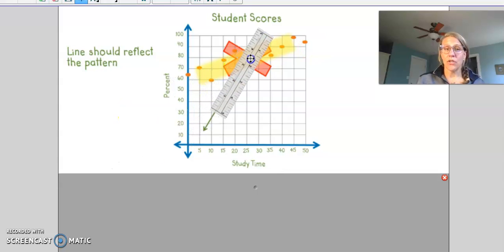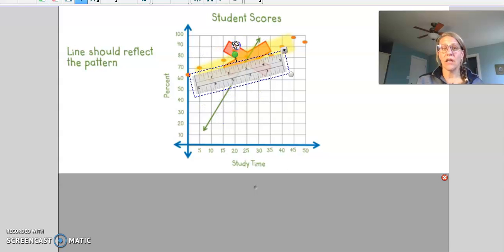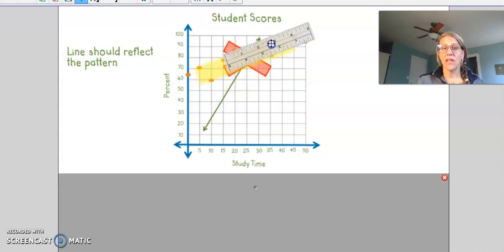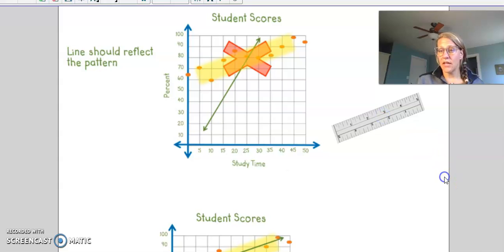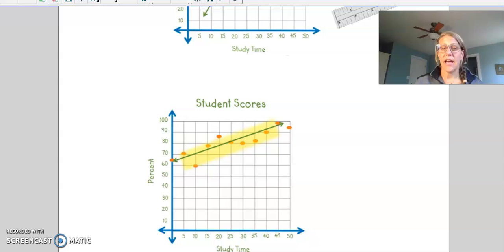But if I lay my ruler here, notice I'm not covering up a whole lot of points. So that line is not going with the pattern of the points. We want it to go more in this same direction as the highlighted area, so then it would cover up a lot of it. Okay, so if we look at what it looks like, there it is. There's the middle of that highlighted region there.